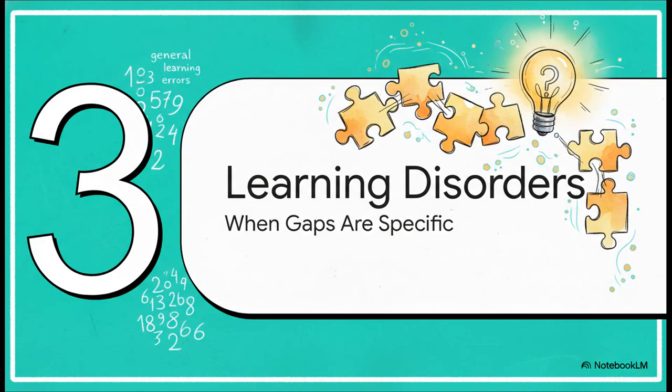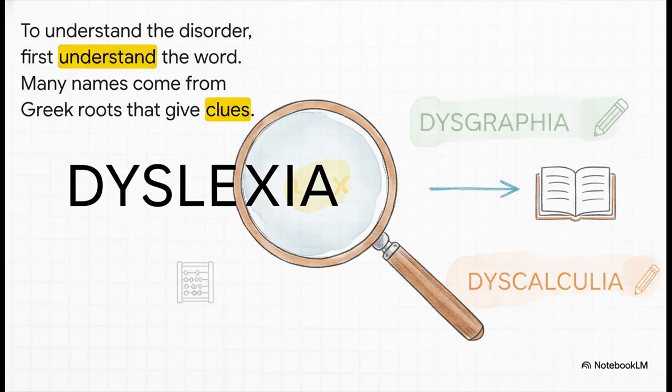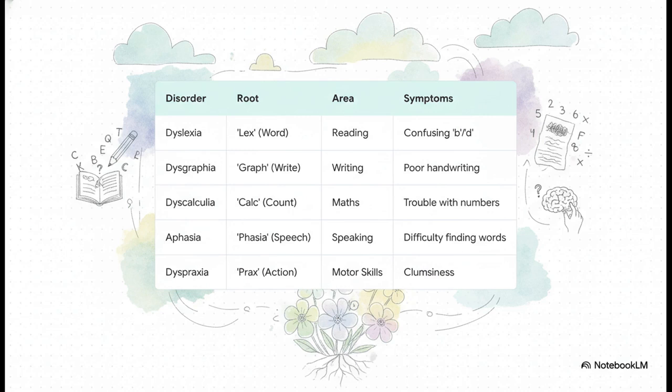Okay, but what about when the errors a student is making are really consistent and seem to point to a more specific kind of challenge? Well, that's when we move from looking at general learning errors to identifying specific learning disorders. And here's a really cool tip. The names of these disorders can sound really complex and intimidating, right? But they often contain clues to what they mean. A lot of them come from Greek roots that tell you exactly what area of learning is being affected. So let's just break this down.